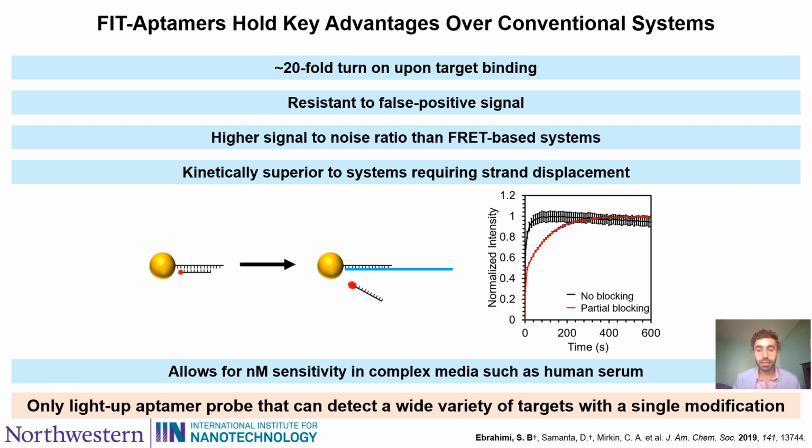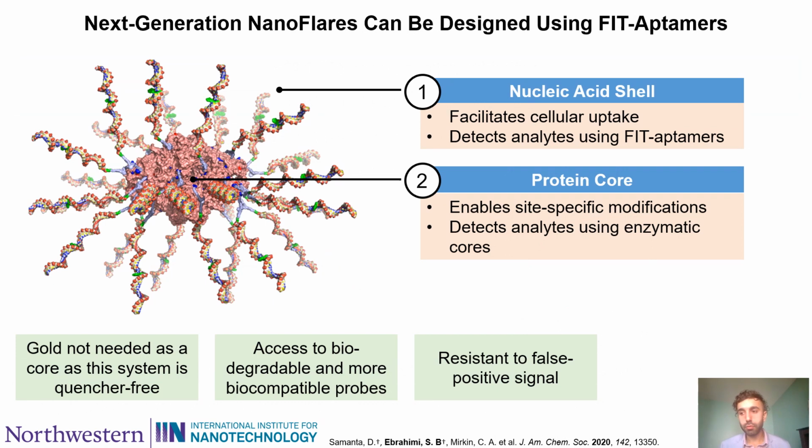So if you put all of this together, you find that FIT aptamers are actually the only light-up aptamer that can detect a wide variety of targets with only a single modification. Now we have a quencher-free approach. Fluorescence is no longer dependent upon proximity to something, so we can test some of the claims that I made before and ask the question, can we make a new class of false positive resistant probes for making measurements inside of live cells?